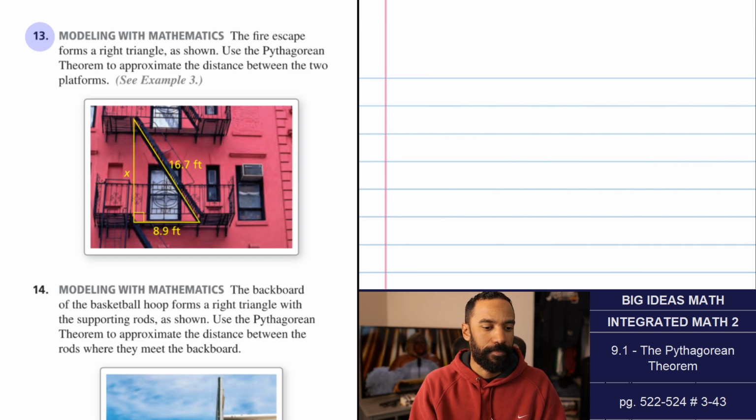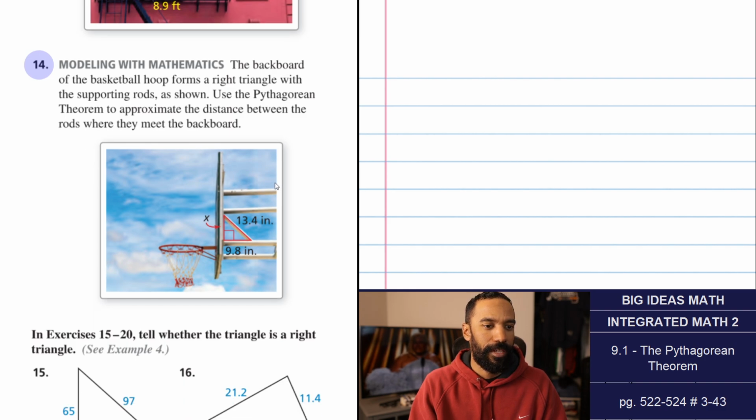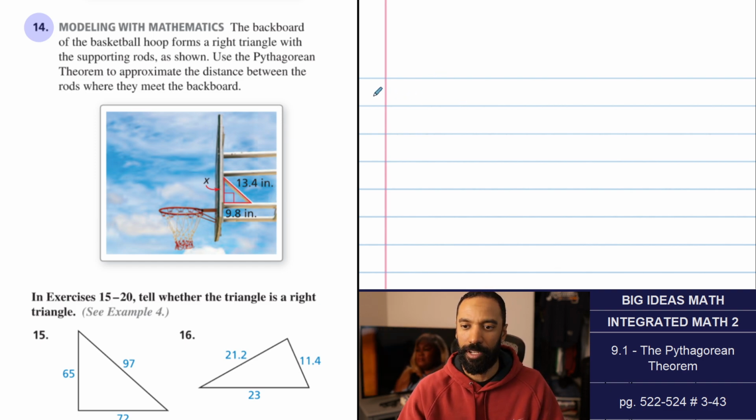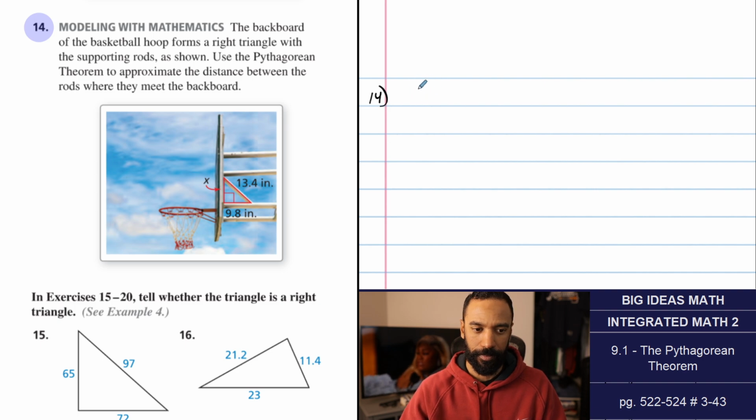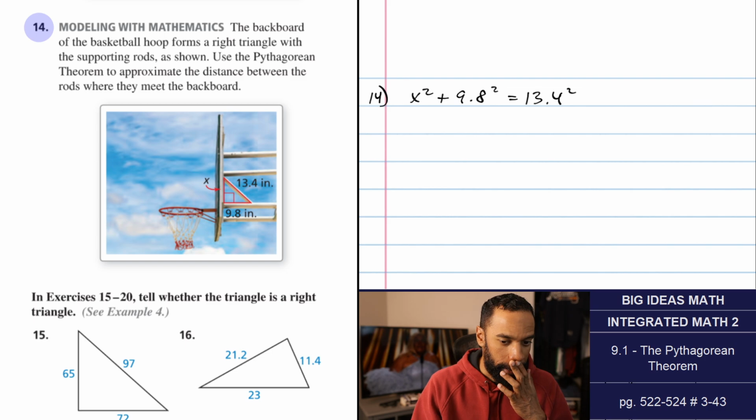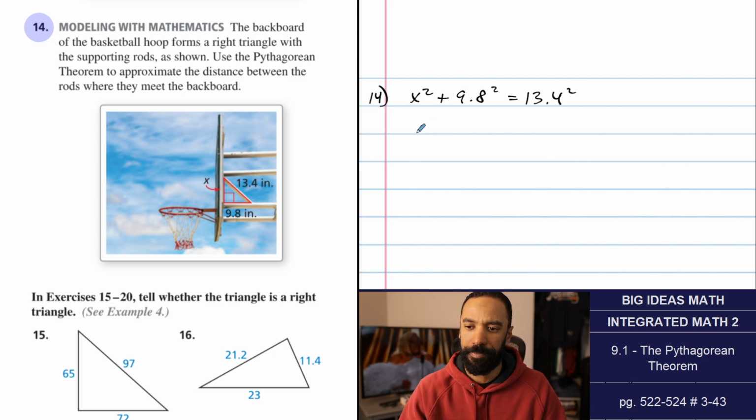Number 14. Modeling with mathematics. The backboard of the basketball hoop forms a right triangle with the supporting rods as shown. Use the Pythagorean theorem to approximate the distance between the rods where they meet the backboard. Once again, they're giving context to something, but you're still using Pythagorean theorem to make it happen. Let's do it. We have x squared plus 9.8 squared equals 13.4 squared. Okay. Again, don't know my numbers. 9.8 squared is 96.04.